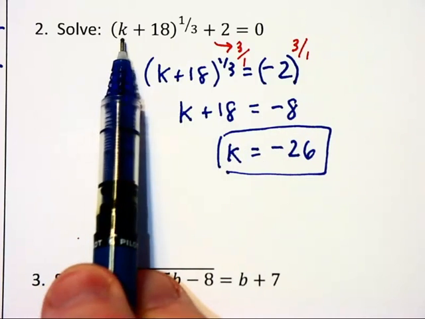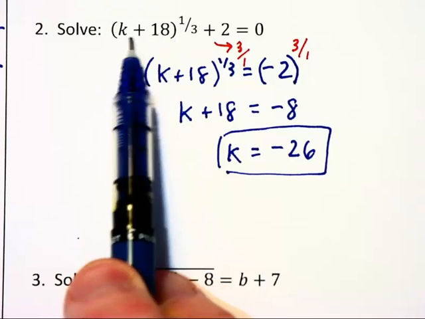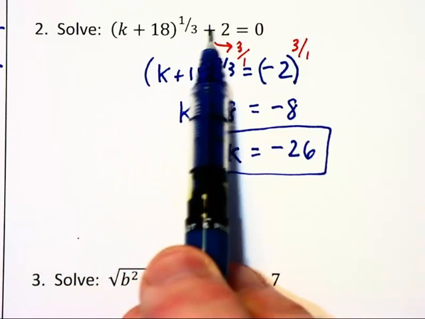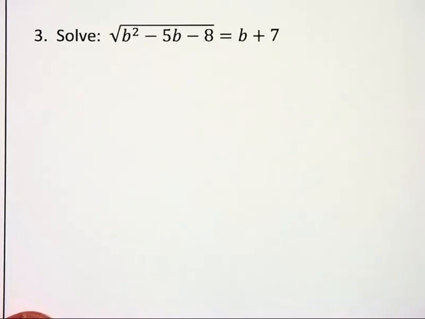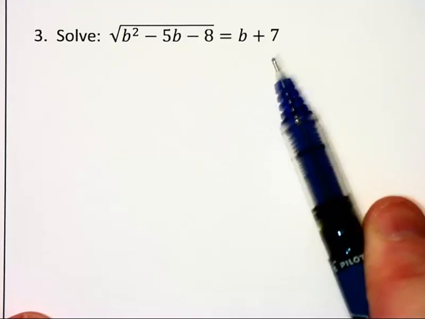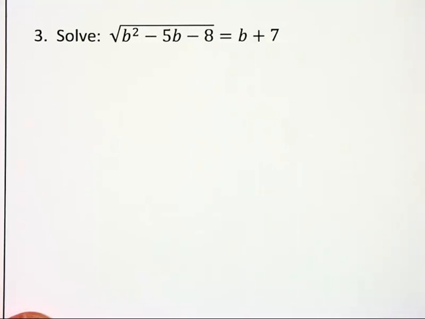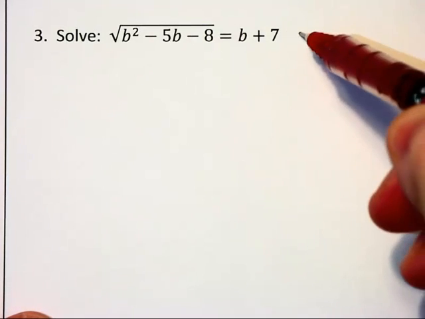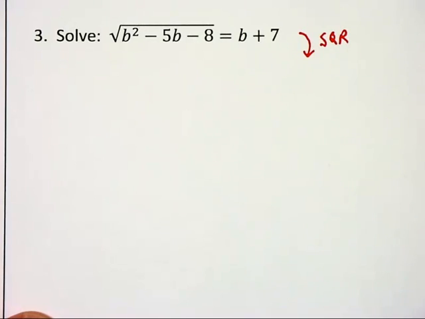We substitute the negative 26 in, add 18, we get negative 8, cube root that negative 8 to get negative 2, plus 2 equals 0. So yes, that does check. This next problem is a little bit different because we've got a binomial on the right hand side. Yes, the left hand side already has the radical isolated, and so what we need to do is square both sides to undo the square root.